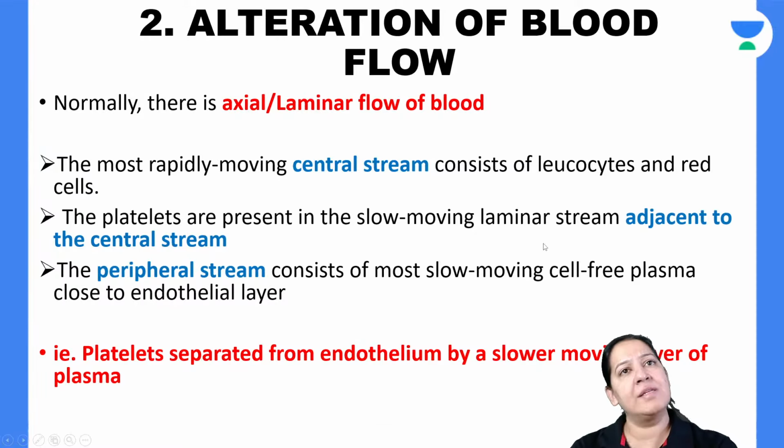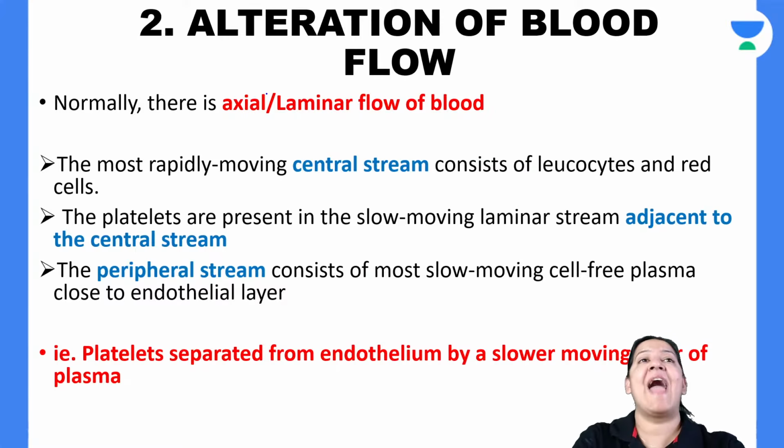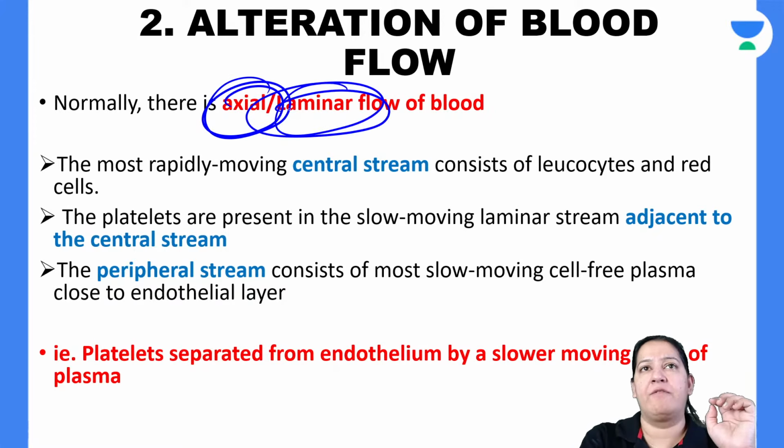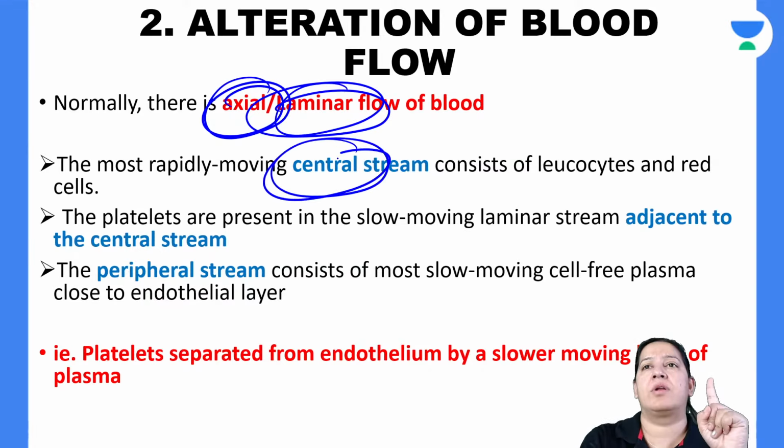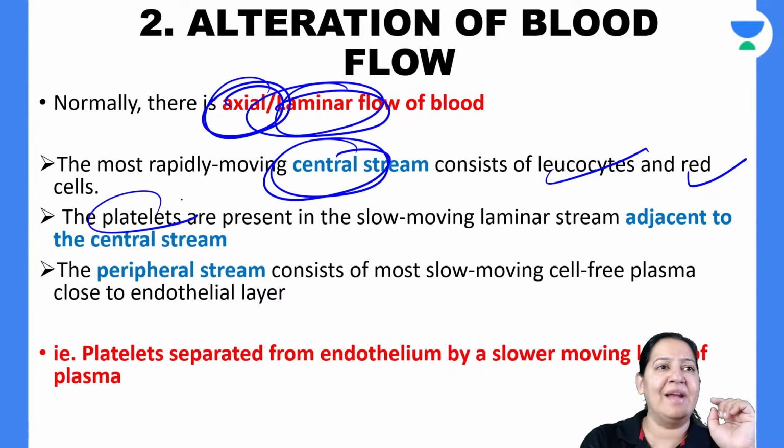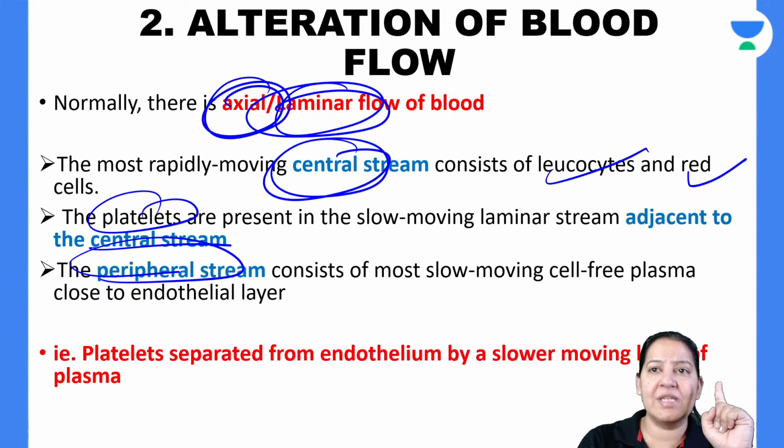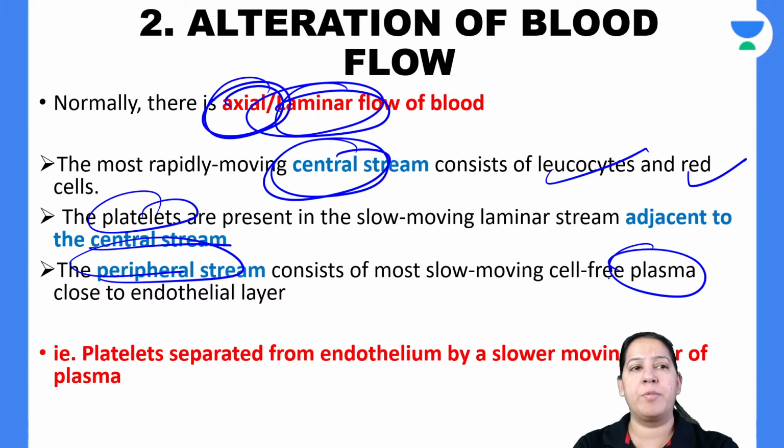Have you got it? Normal blood flow is axial blood flow. That is laminar blood flow. Heavy things travel at the center, so RBC and WBC travel at the center. Slower things, that is platelets, travel at the periphery. And the slowest is the plasma, which is at the most periphery.